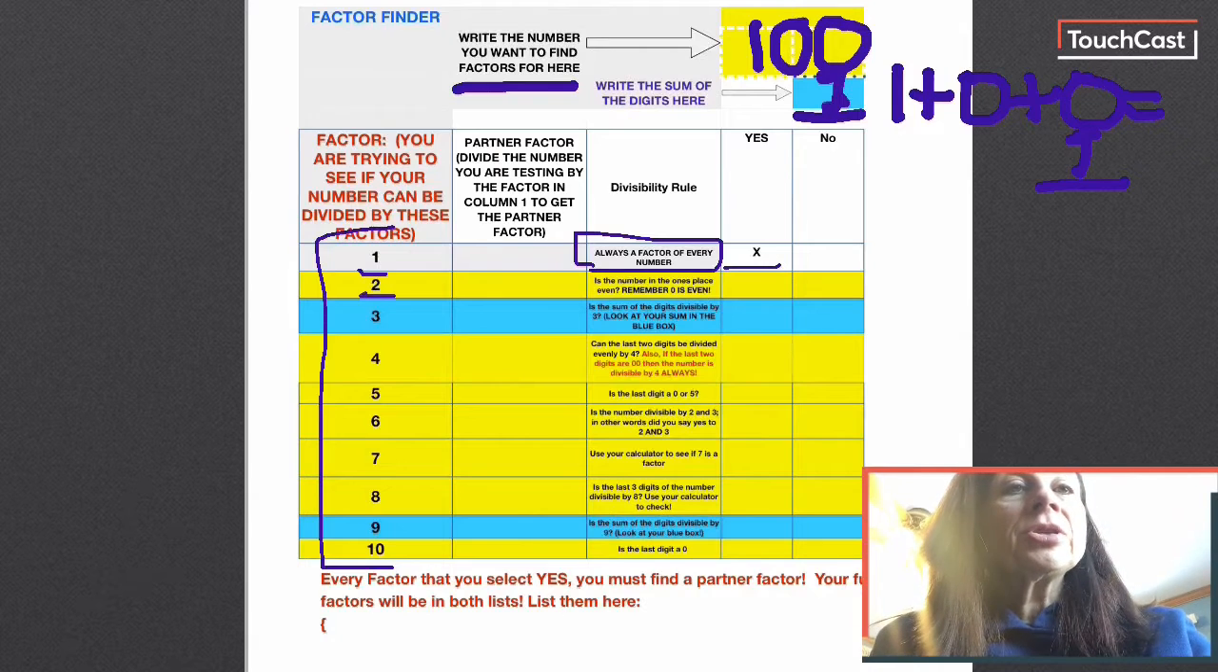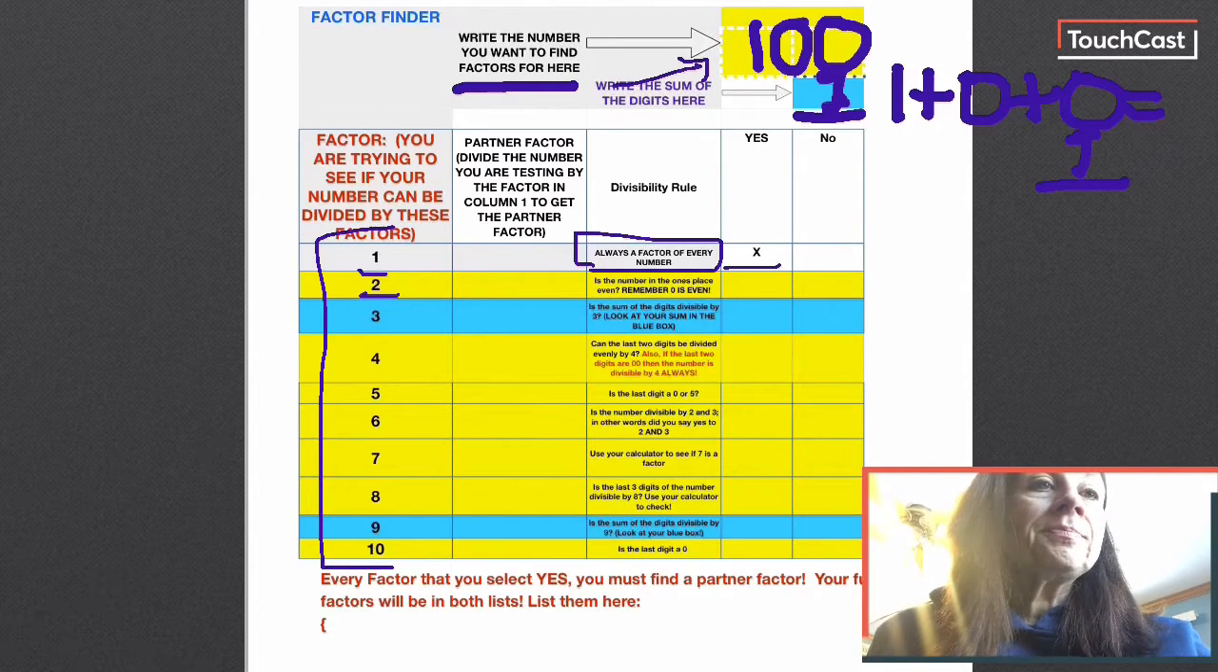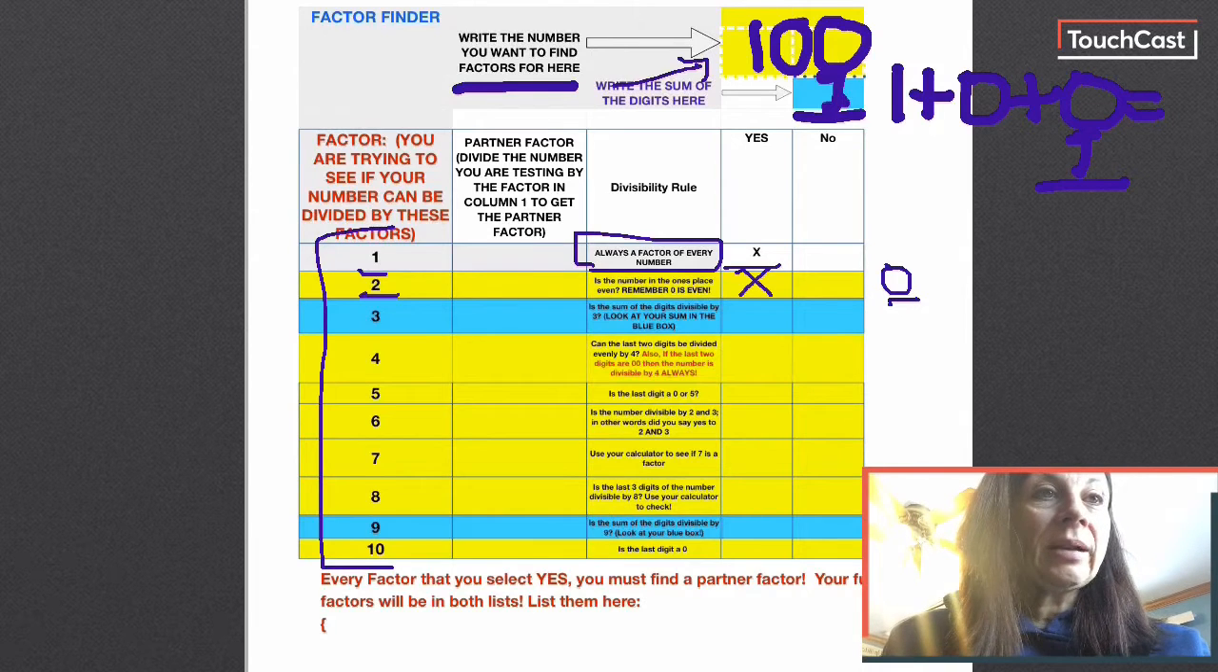Now we go to number 2. This is color-coded yellow. That means you will be looking at the yellow box. Is the number in the ones place even? Remember, 0 is even. So here you should write down the number that's in the ones place. In this case, it is a 0. So we say yes, 2 does go into 100.